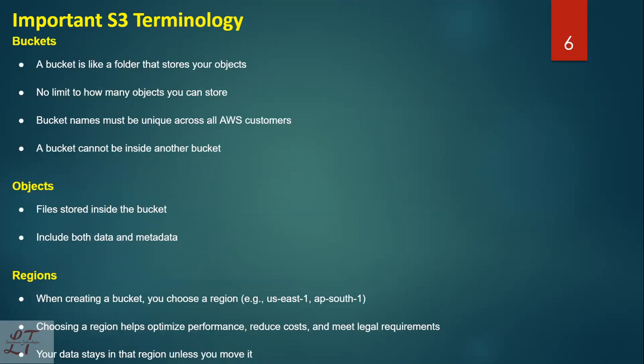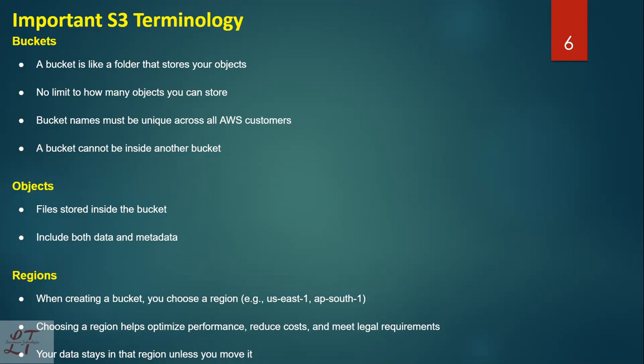Like I explained before, a bucket is nothing but a folder, and there's no limit to how many objects you can store inside the bucket. The bucket name should be unique across all AWS customers, and you cannot store a bucket inside another bucket. Coming to objects, objects are nothing but the files stored inside the bucket, which include data and metadata.